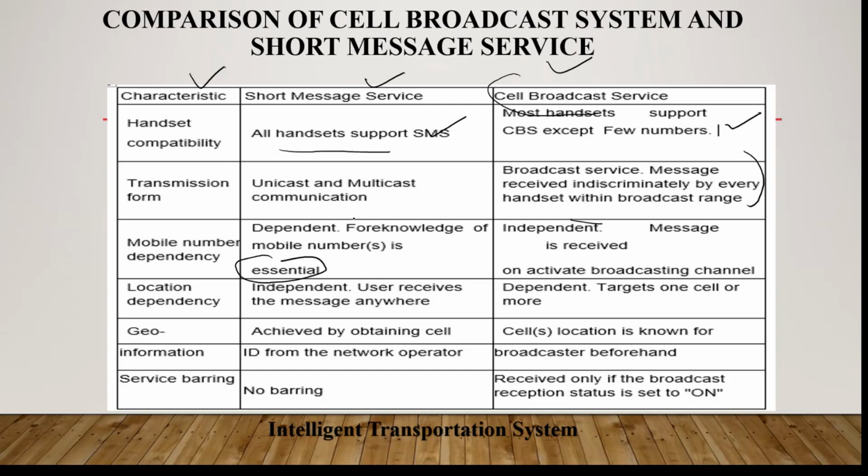And if we try to understand cell broadcasting, it actually works on a channel or on a specific frequency, so we do not need a number. And if we try to understand location dependency, this one is independent, and that one is dependent. Okay. If we try to understand the geo information, that can be issued by obtaining cold. So like in most secure or blocked communication, where you don't want to share the communication, we can use that channel.